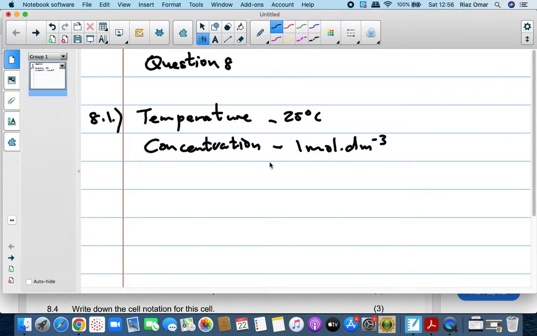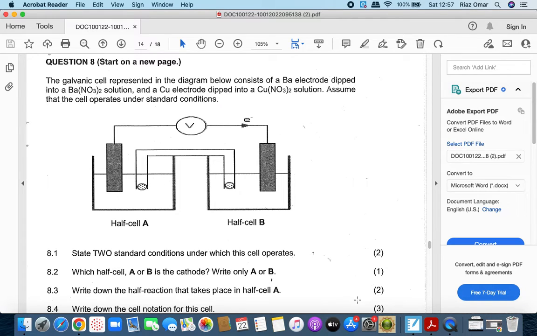Concentration, this will be the concentration of the solution of the electrolyte. Must be 1 mole per dm cube, right? 8.2. Let's look at the question. 8.2. Which cell, A or B, is the cathode, right?